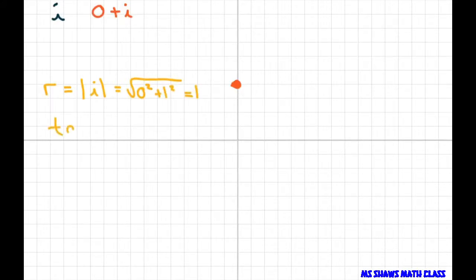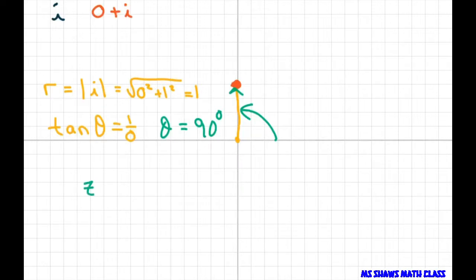Now tan of theta equals 1 over 0. It's undefined. You can tell looking at this that this is 90 degrees. So we know our angle equals 90 degrees. So the way you would write it is z equals cis 90 degrees.